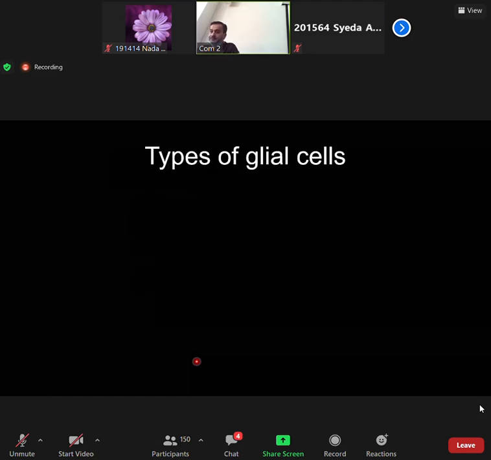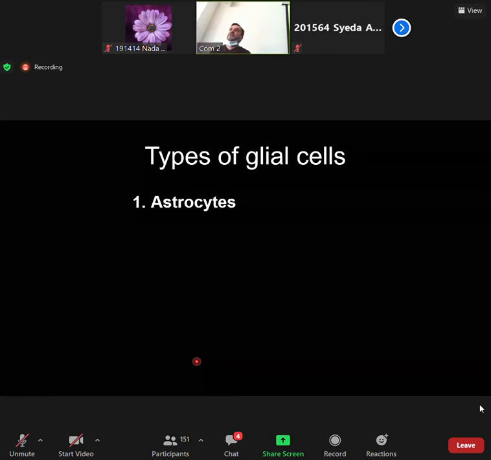Now we are coming to the types of the glial cells. So we have talked about neurons. The other type of cells which you find in the nervous system are the glial cells, which are the supporting cells of the nervous system. So the first one are astrocytes. So there are two types of astrocytes which you find. Astrocytes because they look like star-shaped type of structures. That's why they are called astrocytes.